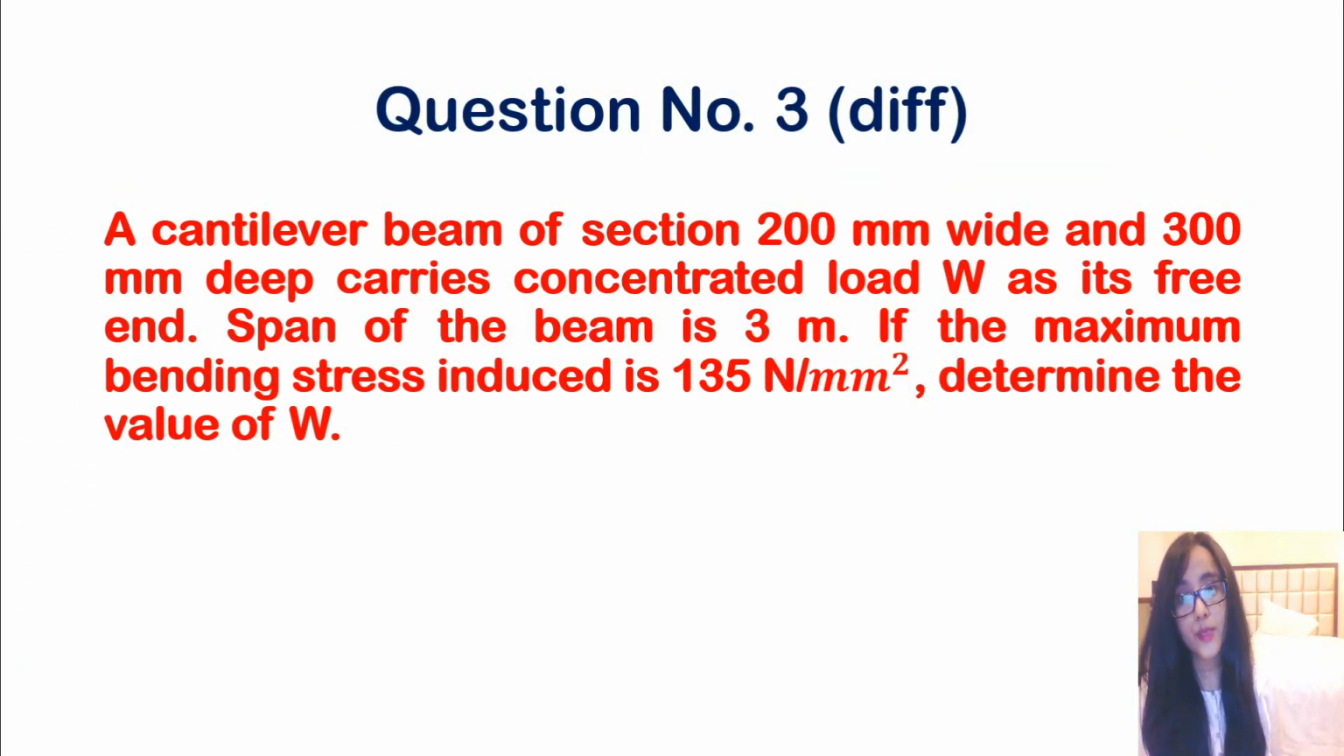A cantilever beam of section 200 mm wide and 300 mm deep carries concentrated load W at its free end. Span of the beam is 3 meter. If the maximum bending stress induced is 135 newton per mm square, determine the value of W. Now, here a cantilever beam is given and all the description of this cantilever beam is given. So let us first draw the cantilever beam along with its loading end.